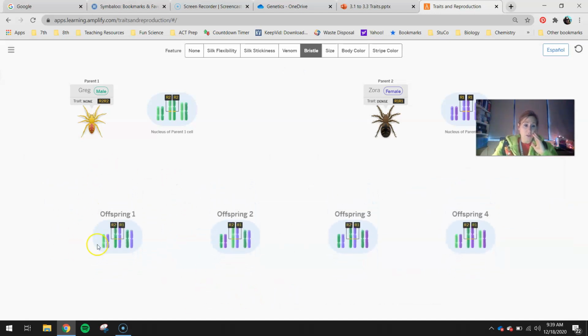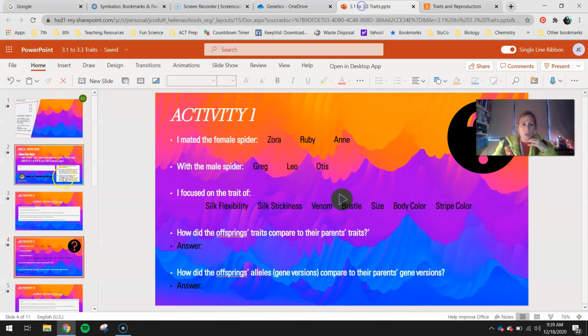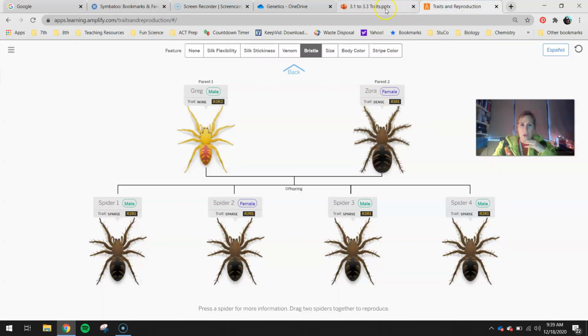Okay, so we have offspring number 1, R1, R2, like I said. R1, R2, R1, R2, R1, R2. They wrote theirs a little backwards. But you can also see that all of those have sparse leg bristles. Okay? So in your questions, you would say, all right, I mated this female spider. I think in the case of ours, we did Zora and Greg.